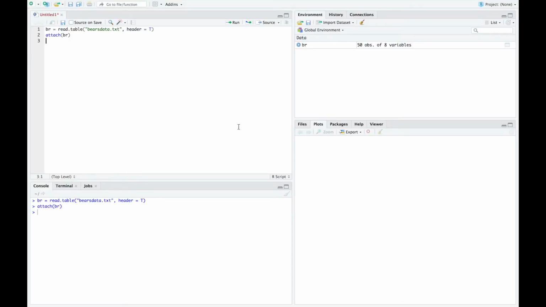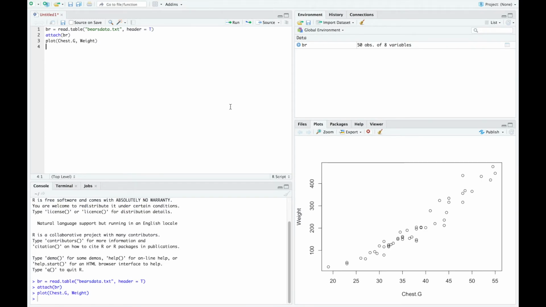Here I have RStudio. I've gone ahead and read in this data that I have. It's called bearsdata.txt. And then I use this command attach(br). So I called this table br, and the attach(br) means I'm not going to have to use that to identify the fact that I'm referring to that table. Everything I use is going to automatically assume it's coming from that table. I'm going to run the command plot(chest.g, weight). So this is chest girth versus weight of these bears that I've looked at, and I can see my scatter plot down here.